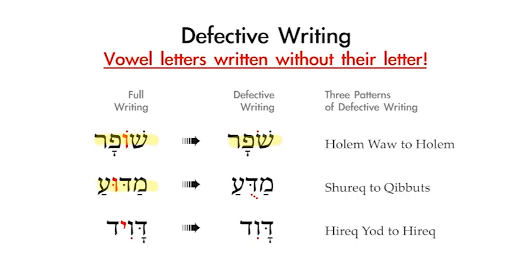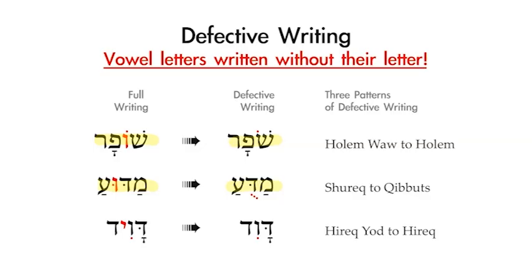In our second example, madua, we see the shurik vowel letter written defectively as madua with kibbutz in the adjoining example. In each case, the words are pronounced the same and there's no change in meaning. You just need to understand that the shurik vowel letter may be written defectively as kibbutz.